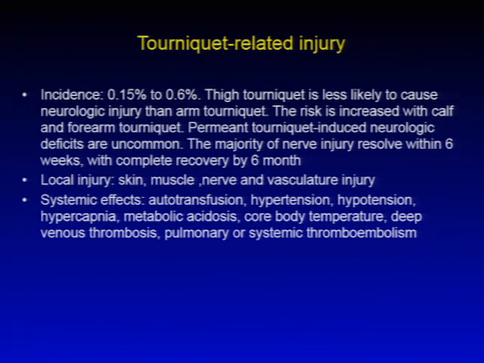There may be local injury, such as skin, muscle, nerve, and vasculature injury. There are systemic effects, including autotransfusion, hypertension, hypotension, hypercarbia, metabolic acidosis, core temperature change, deep venous thrombosis, pulmonary or systemic thromboembolism.